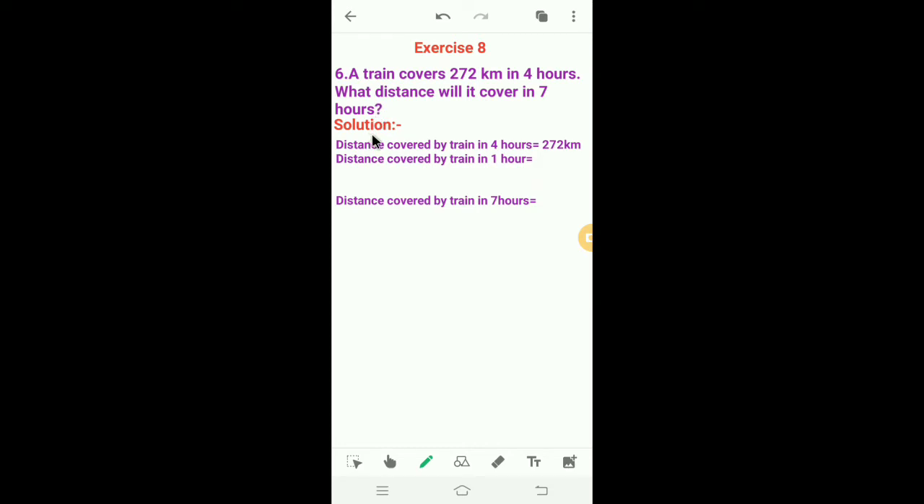Let's see the solution. Distance covered by train in 4 hours is equal to 272 km. So first we have to find out distance covered by train in 1 hour. How can we find it out? What do we have to do? We have to do division. We have to divide 272 by 4.